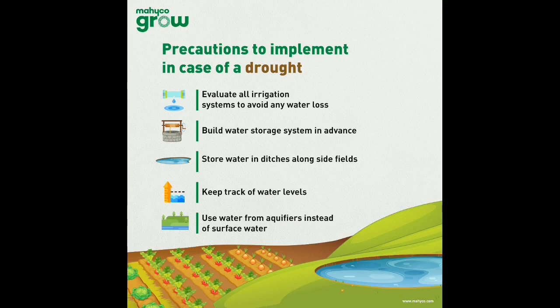Plant drought-resistant crops, which can resist drought and grow on a full basis even in a very drought-prone region. So these are the precautions that we need to take.